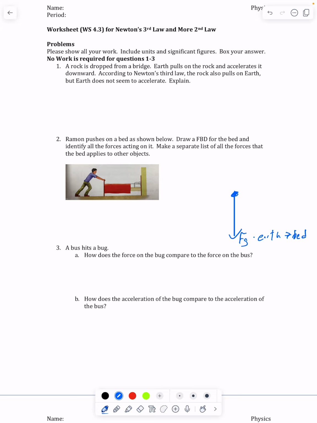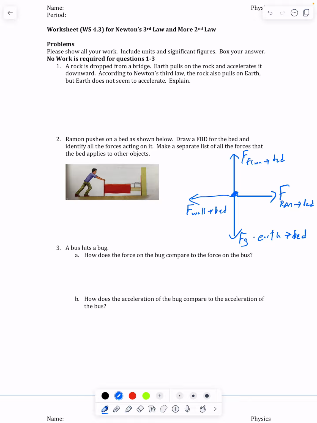We have an upward force. That is going to be the floor on the bed. There's a force going to the right. That would be Ramon pushing on the bed. We also have a force going to the left. That would be the wall pushing back on the bed.